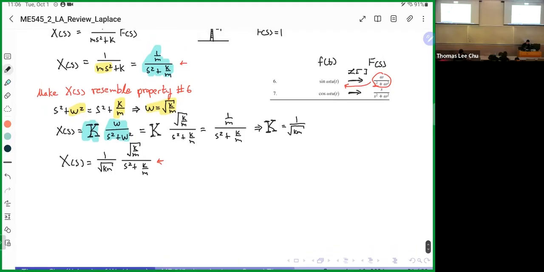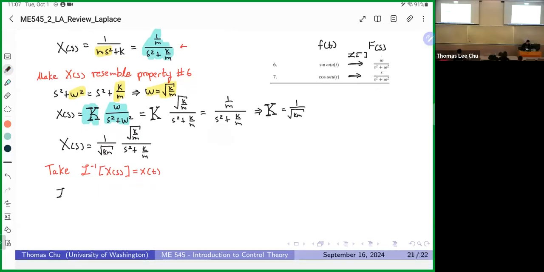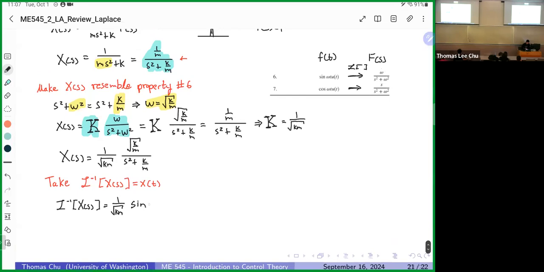So now that we have that, we can just work backwards. When we take the inverse Laplace transform of X of s, that'll get you x of t. The inverse Laplace transform of X of s is equal to 1 over the square root of k times m multiplied by sine omega t. In this case, omega is going to be root k over m.